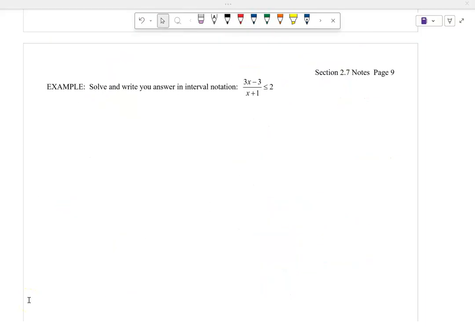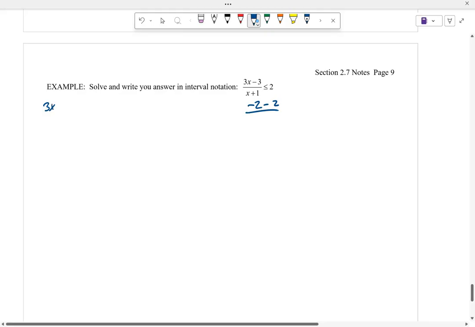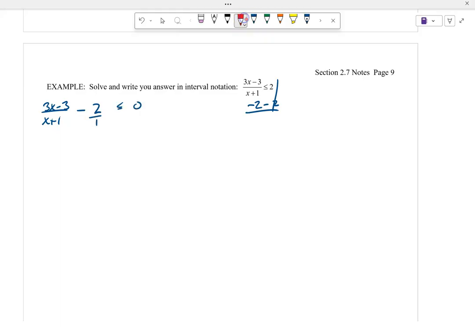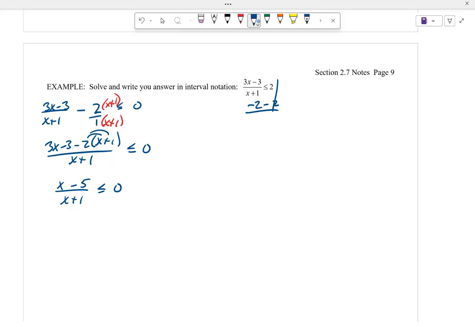Similarly on this one, we've got to get this with a 0. So we're going to have to subtract 2 first before we even start this. Subtract 2 is less than or equal to 0. That's 2 over 1. Get our common denominator. So we've got 3x minus 3 minus 2 times x plus 1, all over x plus 1, less than or equal to 0. Distribute that. So we've got 3x minus 2x is x. Negative 3 minus 2 is minus 5. So I've got x minus 5 over x plus 1 is less than or equal to 0.